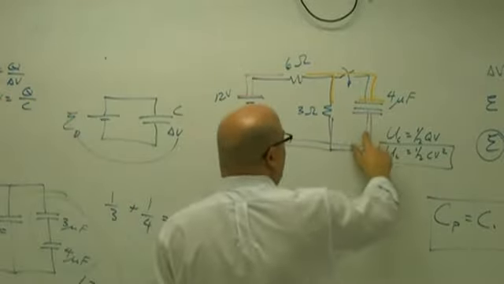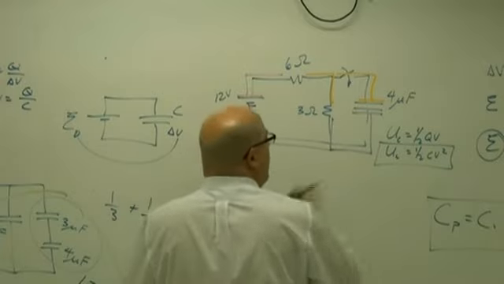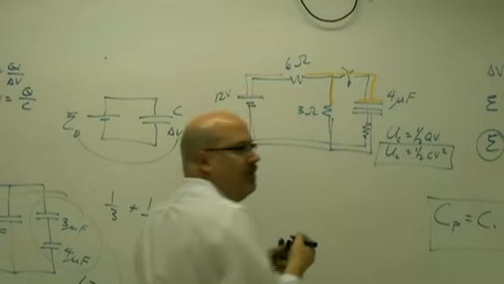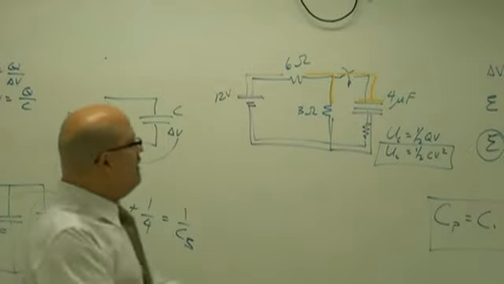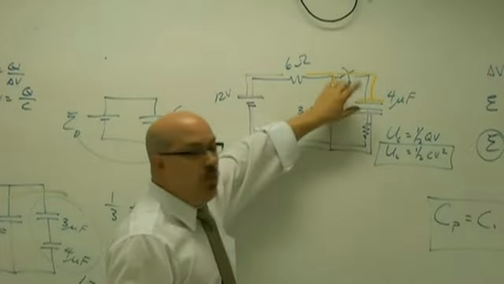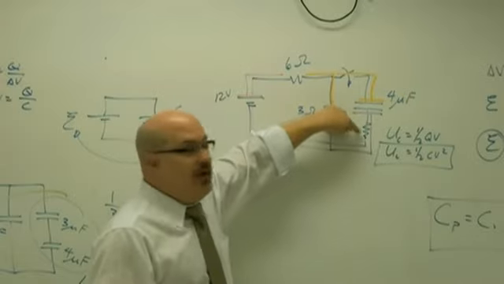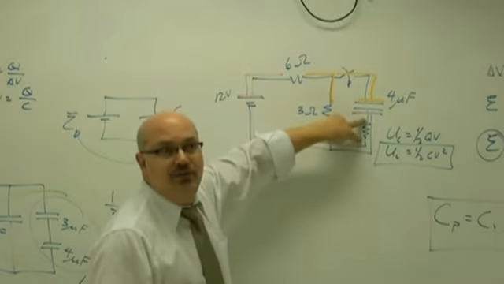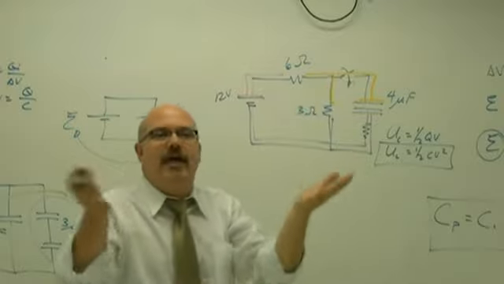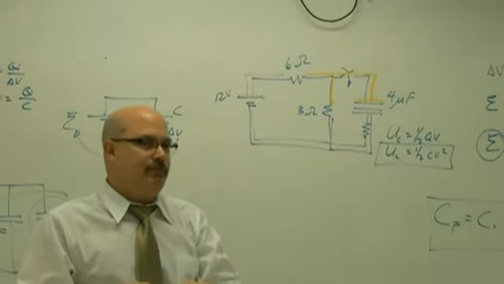Now what if there was another resistor right here? Would we worry about this resistor? No, it's in series with this capacitor, therefore, once this is charged up, there's no current through this resistor, right? Therefore, there cannot be a potential difference across it. It's like it's not even there. It doesn't do anything. Okay?